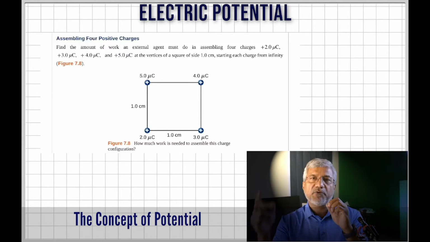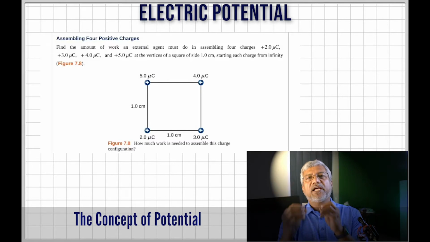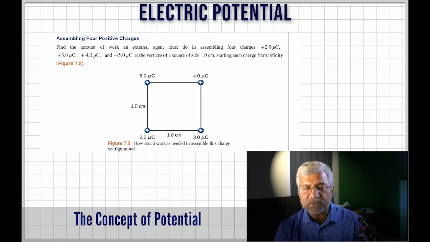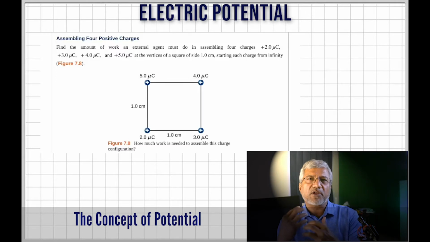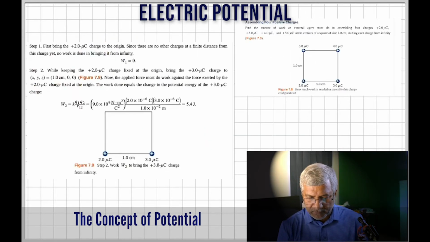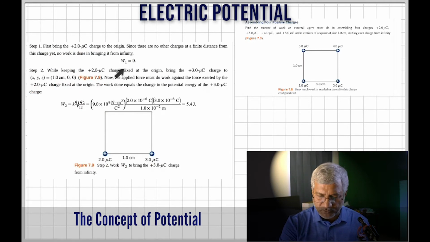And then finally, when we bring 5 microcoulombs, we'll have to do work against all the other 3. So you see how the configuration builds up. Let me show you how this is worked out. So in the first case, as I told you, the work done to bring the 2 microcoulomb is 0, nothing.